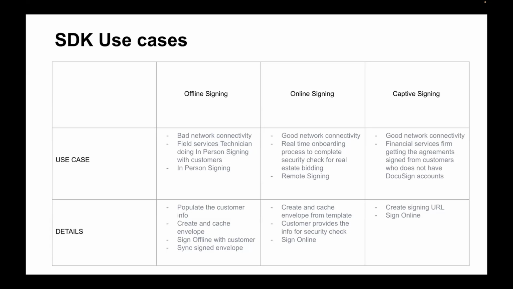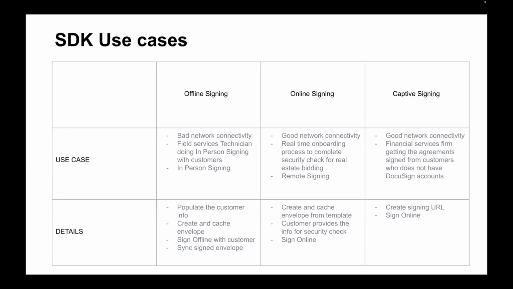We have some SDK customers who use this offline signing API, where their field service technicians do in-person signing with their customers. Throughout the day, they get the offline signing done from their customers, and there is no need to have network connectivity. By the end of the day, once all the signing is done, they go to the office and sync all the envelopes they signed in the morning when they're connected to Wi-Fi. Then all these signed envelopes are sent to the DocuSign server, and they're available at DocuSign.